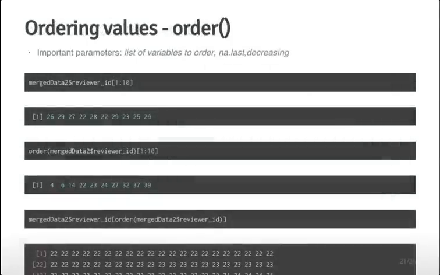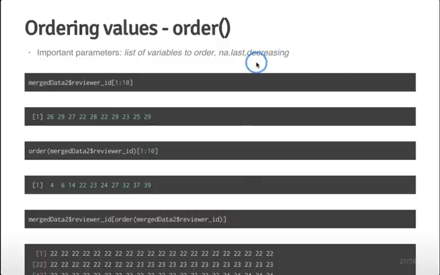When you want to sort a data frame by a particular variable, then you can use the order function. The order function takes a list of variables to order, an na.last parameter, which tells you where to put the NAs, and whether to sort values into decreasing or increasing order, just like with the sort function.